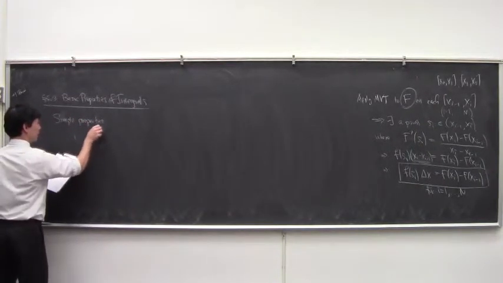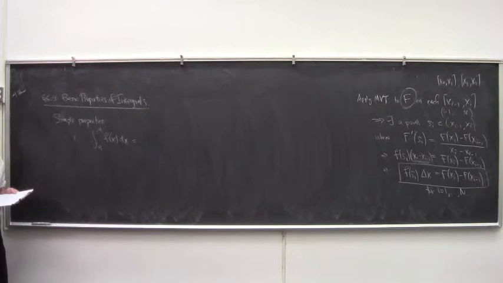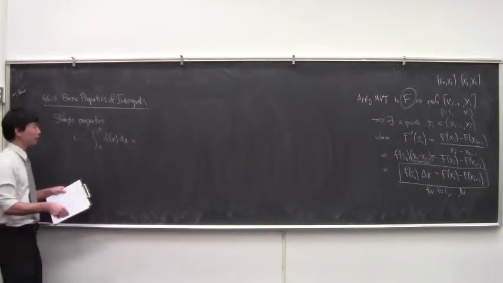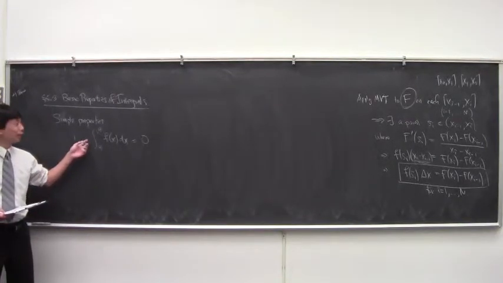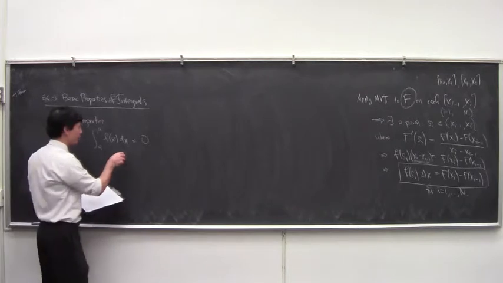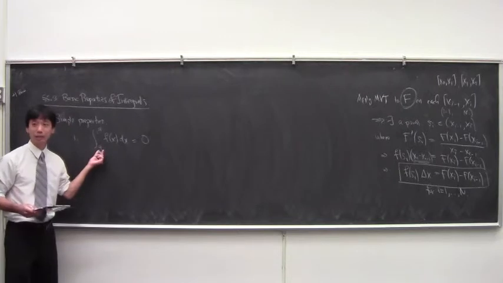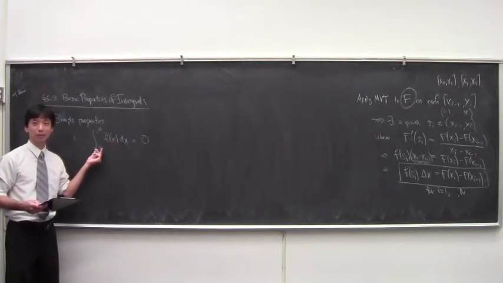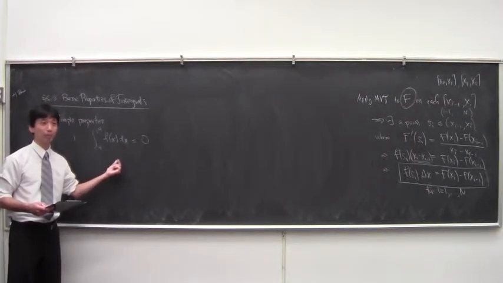One, the integral from a to a of f of x dx is going to be what? 0, right? It would be 0. Why? Because when you take the Riemann sum, you're going to be taking a Riemann sum where the length of the subinterval is 0. So you have a rectangle with a height, but no base, a 0 width base.